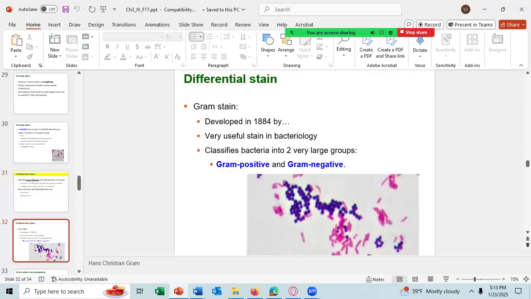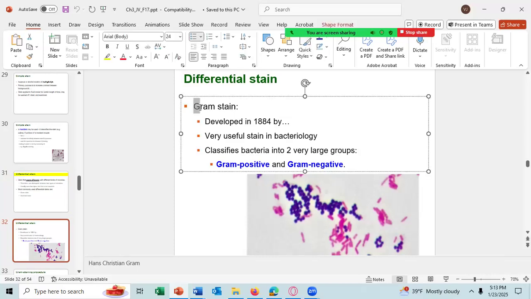The Gram stain was developed by Hans Christian Gram in 1884. You don't need to know when he did it, but you should know it was invented by Dr. Gram. And so we always capitalize the G when we say the Gram stain because it's named after Dr. Gram, and obviously his last name is capitalized. Any question about any of that?